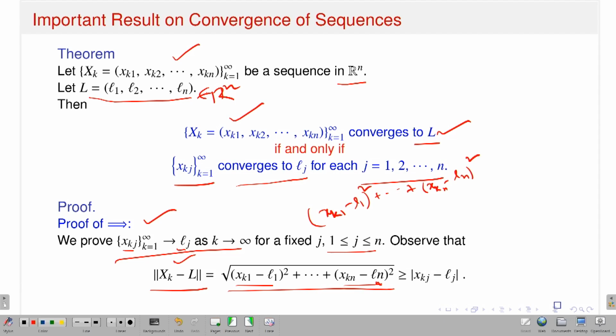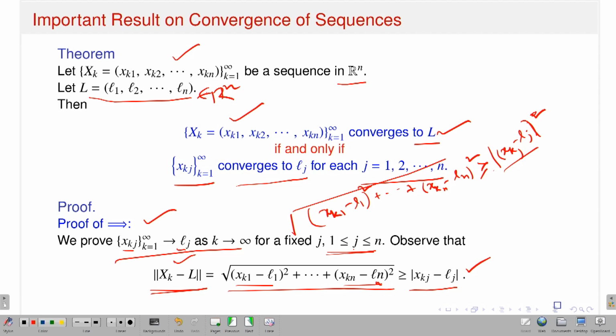Now, it is a sum of n nonnegative numbers, which is certainly greater than or equal to (Xkj minus Lj) squared. So, the sum of squares of n nonnegative numbers is always greater than or equal to any one of the components. Then I take the square root, which is certainly greater than or equal to the modulus of this, and that is exactly what I have written. So, I have the estimate: norm of Xk minus L is greater than or equal to modulus of Xkj minus Lj, and this is true for all j between 1 and n.